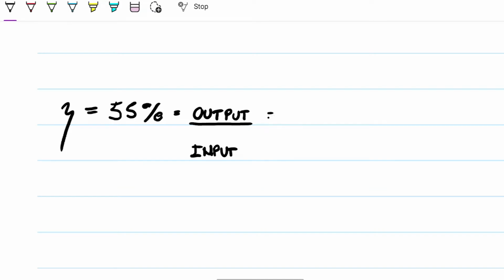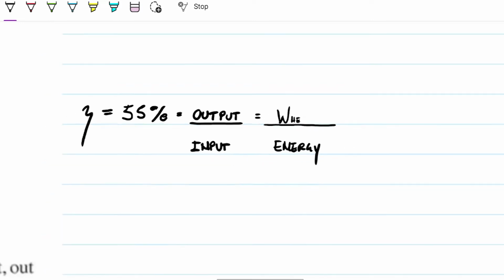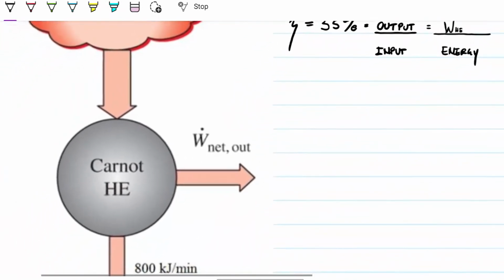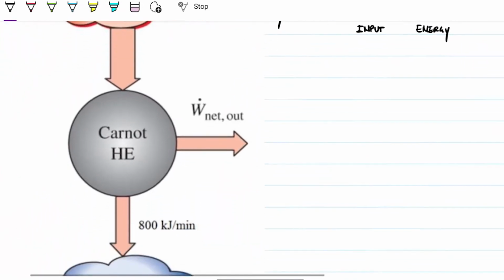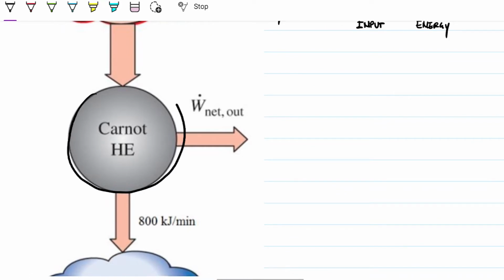In our case, what are we looking for? We're looking for work. This is what we want out of this, the work that the heat engine produces. What is the input? It's all the energy going into the system. Let's just put energy here for the sake of comprising it all. And this energy is the energy that comes from this heat source. So for this little heat engine, we can draw a control volume around it and do a balance.